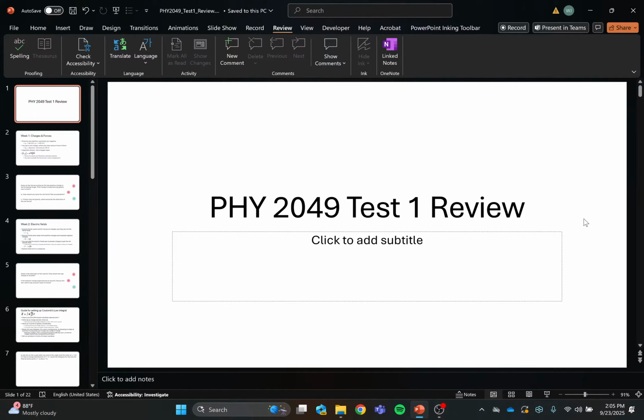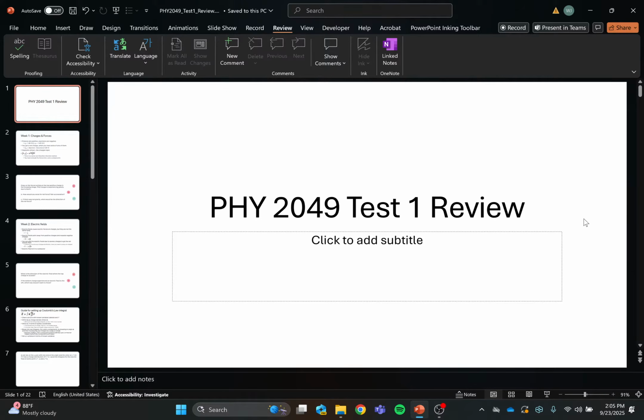Multiple choice is fairly straightforward. It's very much, can you use the equations? Very generic. There's no integration in the multiple choice. There's nothing super complicated. It's all fairly straightforward stuff. That's 60% of the grade. Can you do the bare bones stuff?